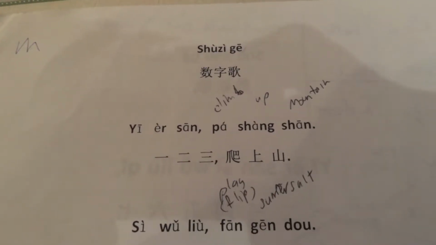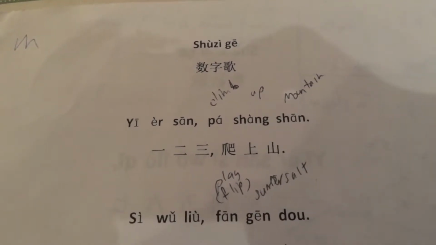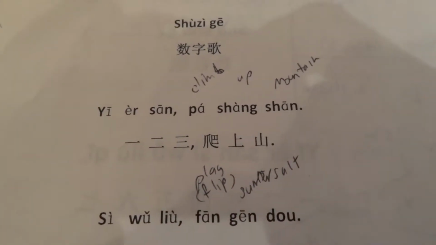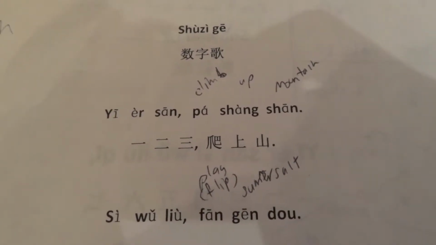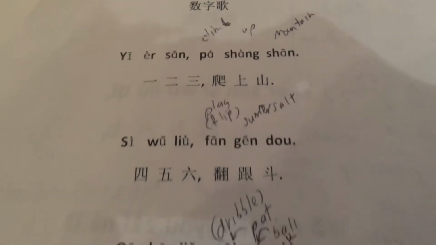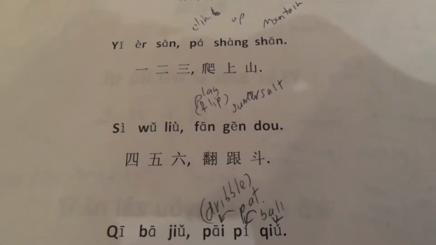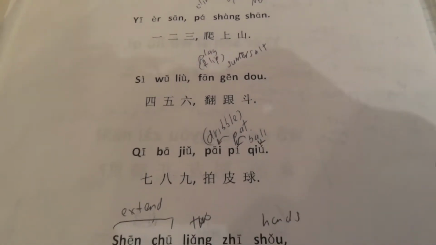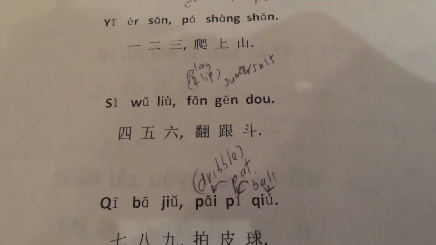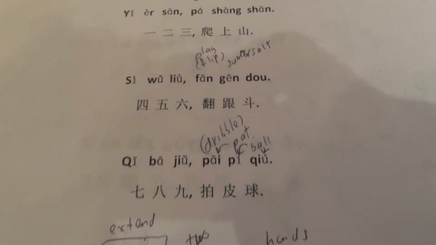数字歌 1、2、3爬上山. That means 1, 2, 3 climb up mountain. 1、2、3爬上山. 4、5、6翻跟斗. I don't know how to say that. Is it do? I think it's do.